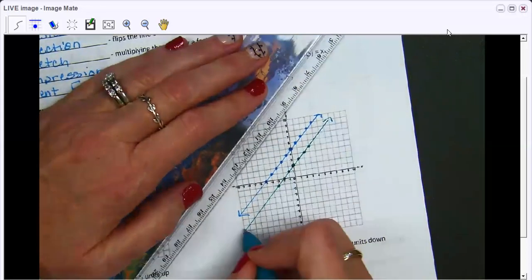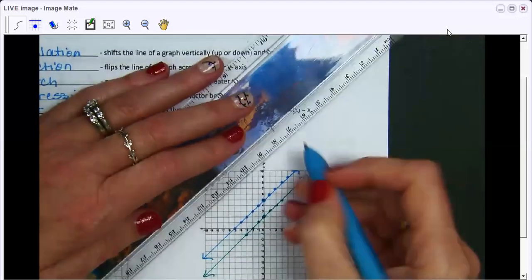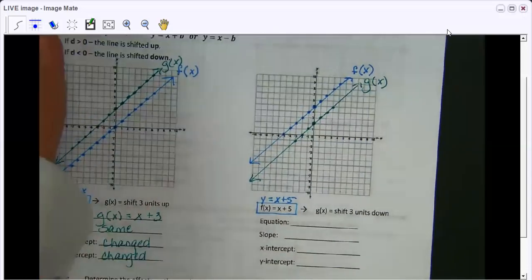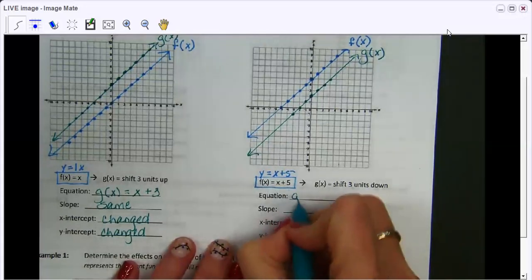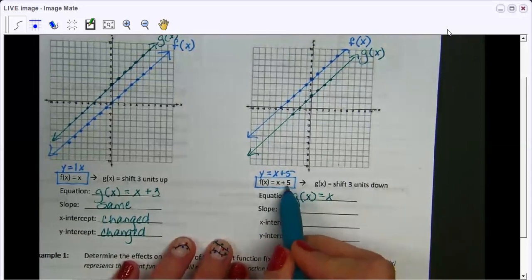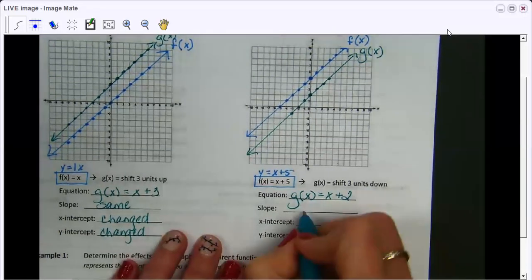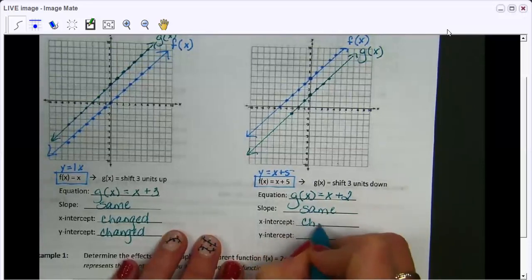And g of x, and this one. And then we're going to write our new equation. So it's still going to be g of x equals x, but instead of plus 5, since we shifted it down 3, we subtract 3 from the y-intercept and we get plus 2. Our slope stayed the same, but our x and y-intercept both changed.